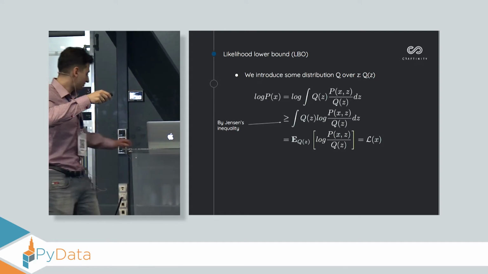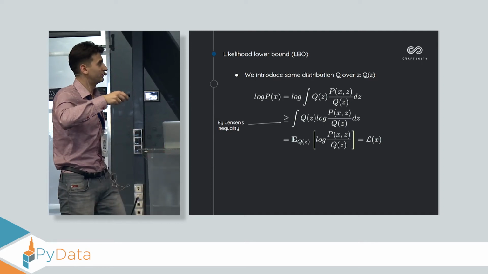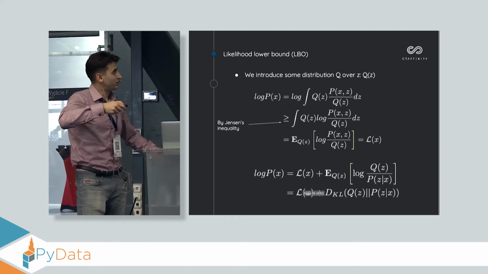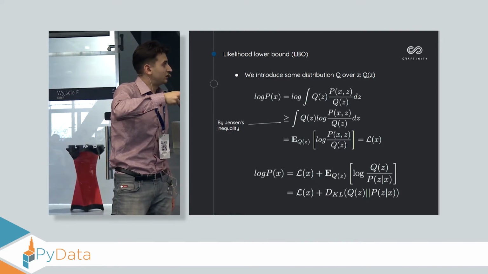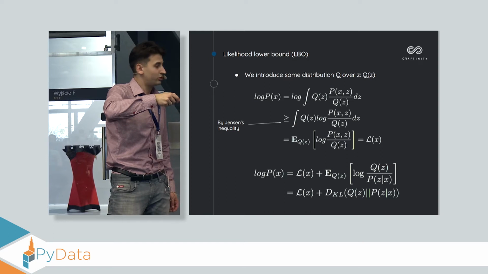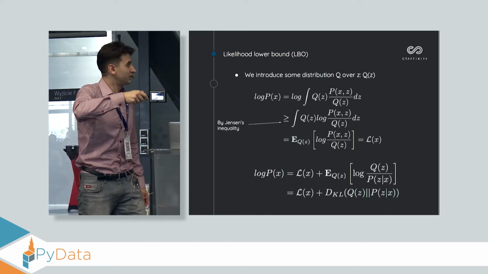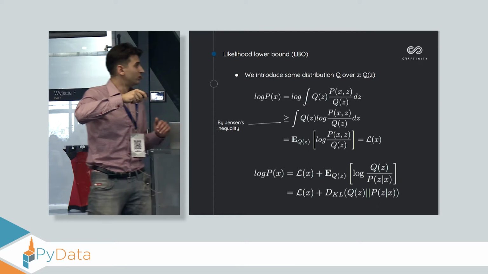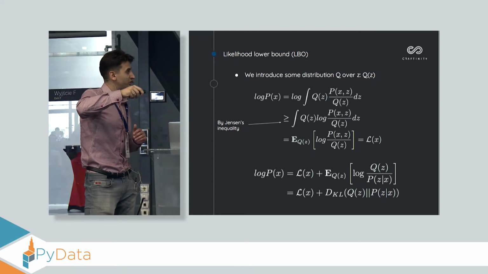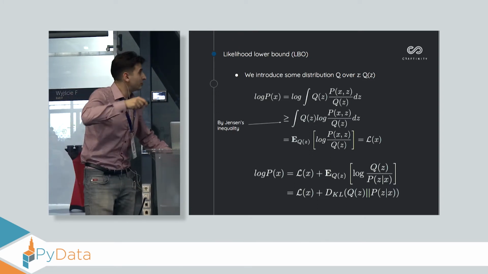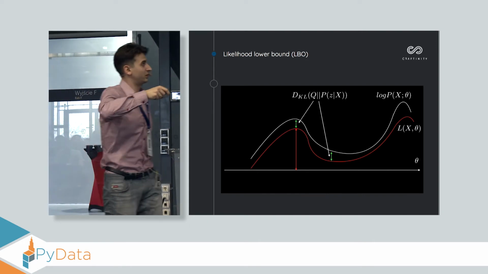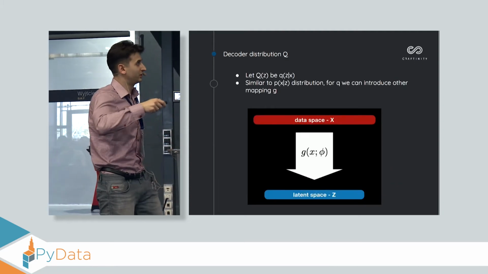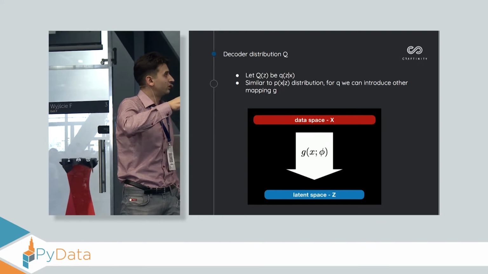But the more interesting thing than the formula for the lower bound is the additional term which we need to add to the lower bound to get our likelihood, because it appears that this additional term is a distance between our distribution Q and the posterior distribution of Z given X. So we get closer to the true likelihood with our lower bound when distribution Q is close to the posterior P of Z given X. Here is the visualization of this phenomenon.